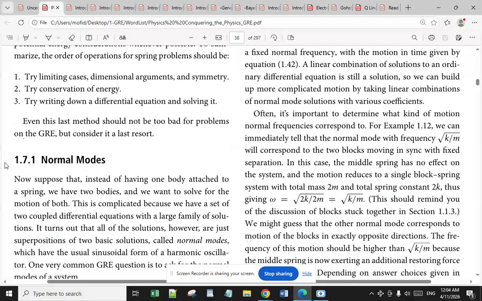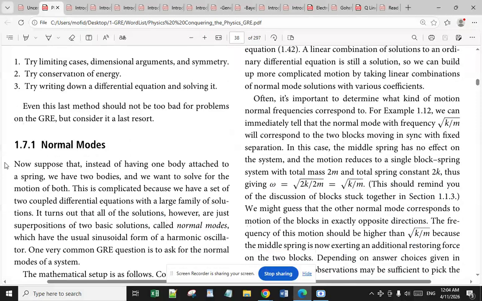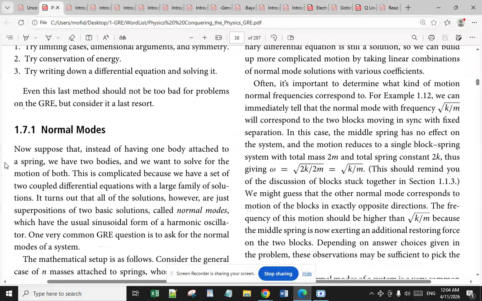Now I want to go to 1.7.1, normal modes. Now suppose that instead of having one body attached to a spring, we have two bodies and we want to solve for the motion of both. This is complicated because we have a set of two coupled differential equations with a large family of solutions. It turns out that all of the solutions, however, are just superpositions of two basic solutions called normal modes, which have the usual sinusoidal form of a harmonic oscillator.